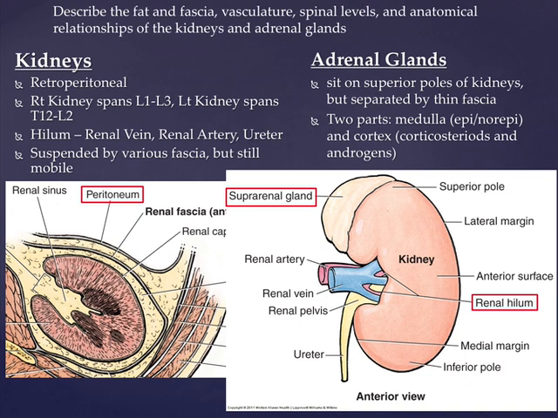In terms of the adrenal glands, they sit on the superior pole of the kidneys like a cap. However, it's important to note that they're not directly attached to the kidney. There's actually a layer of fascia that separates the two, so it is just sitting on top. The adrenal gland has two parts, an inner or central medulla, which is producing the epinephrine, norepinephrine, and then there's an outer cortical layer, which is producing the corticosteroids and androgens.